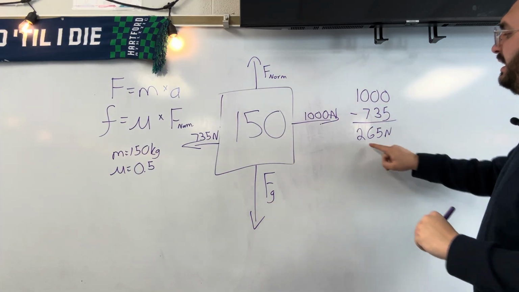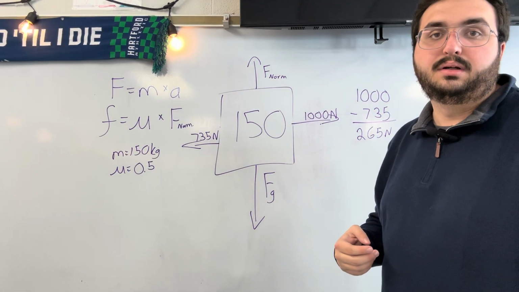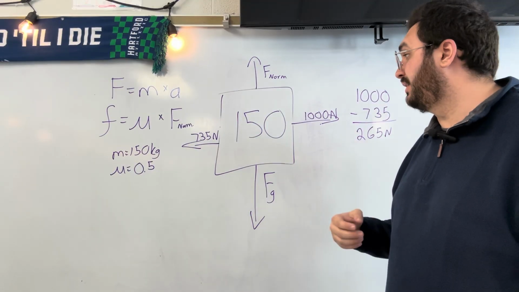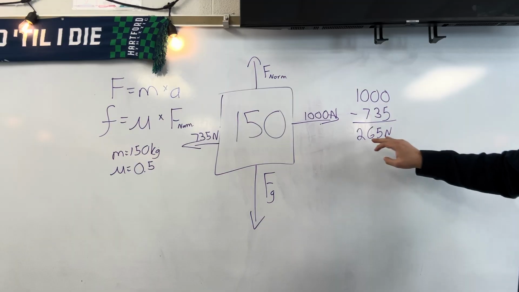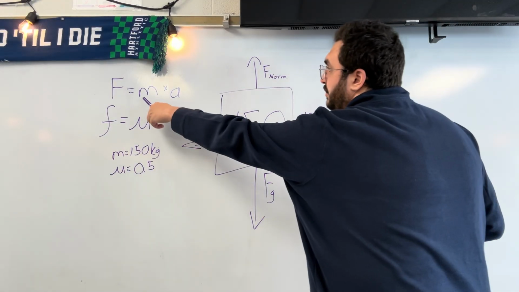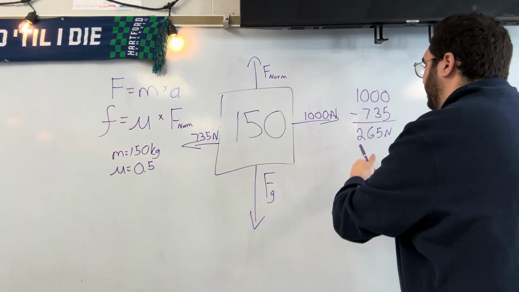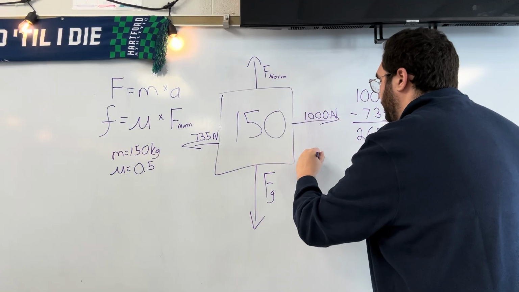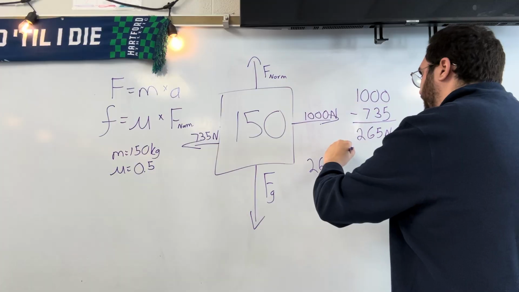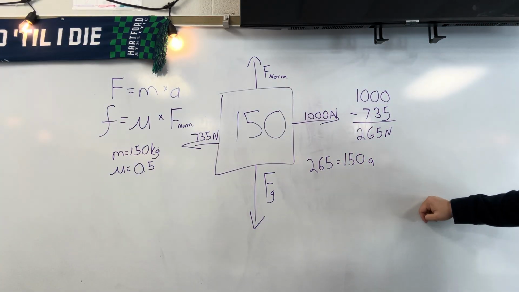And I have to recognize this is what is left over of my force. So, this is what I actually am going to use to calculate acceleration. This is net force, so I'm going to use that for acceleration. I'm going to use Newton's second law of motion. F equals m times a. F, in this case, is 265. My net force equals mass, 150 kilograms, times a, which is unknown right now.